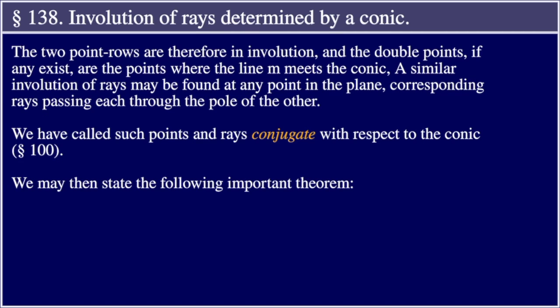The two point rows are therefore in involution, and the double points, if any exist, are the points where the line M meets the conic. A similar involution of rays may be found at any point in the plane, corresponding rays passing each through the pole of the other. We have called such points and rays conjugate with respect to the conic. Section 100. We may then state the following important theorem.